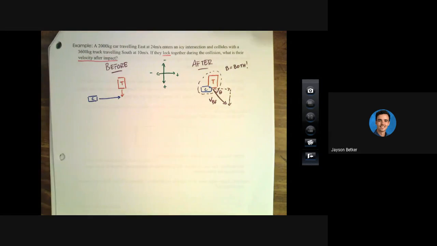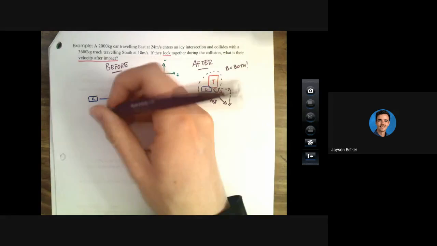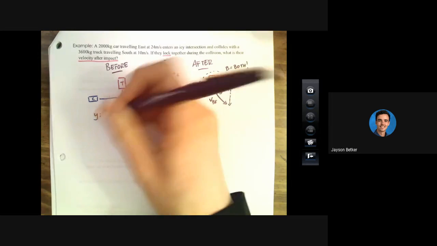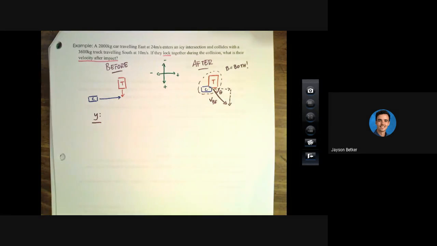So we're going to have to break this up into its x and y components. We're going to have to find the x. We're going to have to find the y. And then we're going to have to combine them at the end to find the hypotenuse and the angle. So that's how we're going to do this. Let's start off with the y direction, just because I feel like it. So we'll start off with the y.